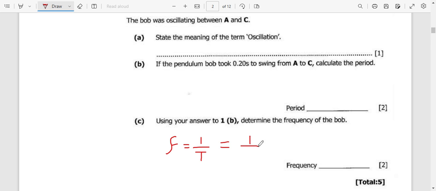So this is going to be 1 over the period that you found, which is 0.4. You just punch on the calculator 1 divided by 0.4, and that is going to give us 2.5. So this is going to be 2.5 hertz. That's the unit for frequency, hertz. So just like that, we are going to gain all those marks.